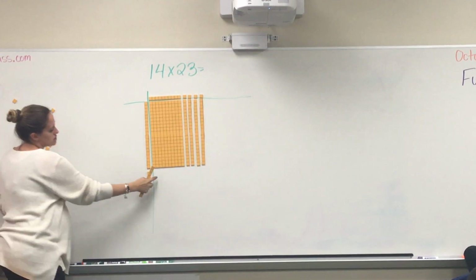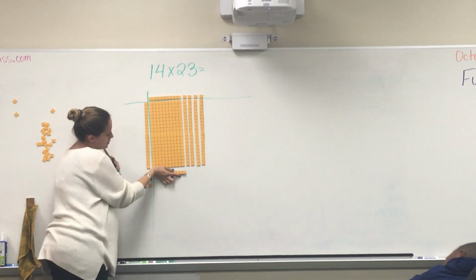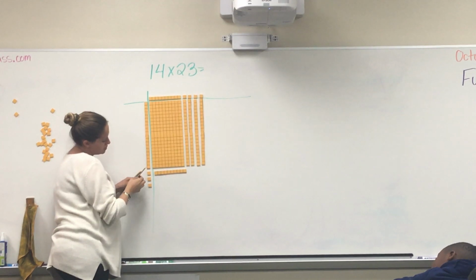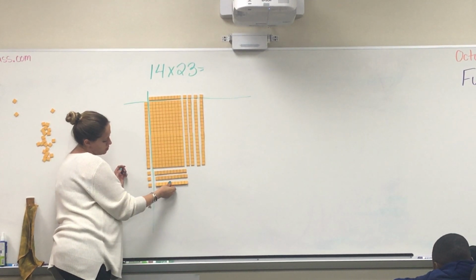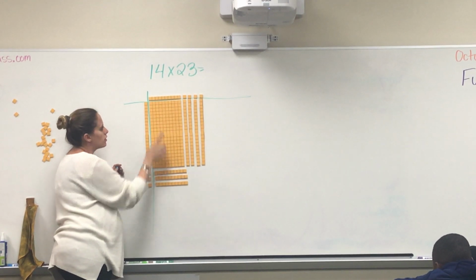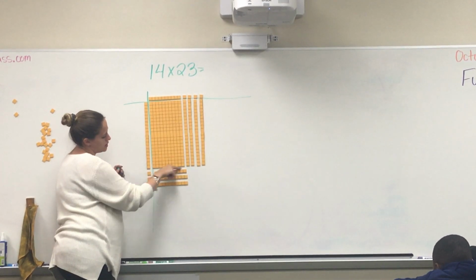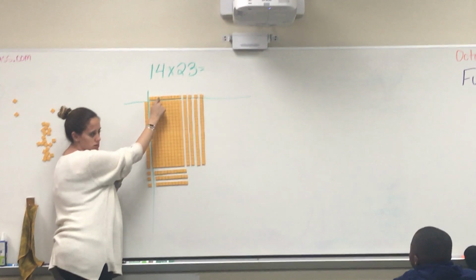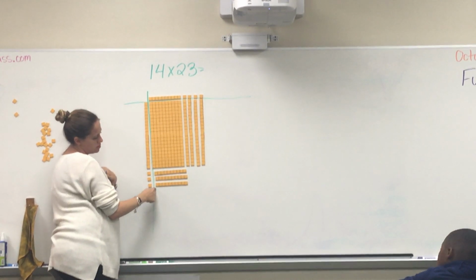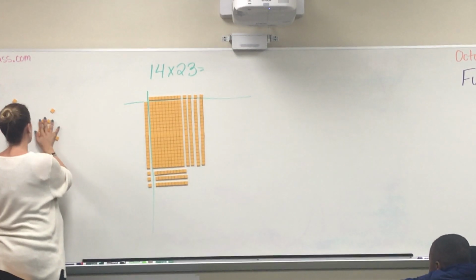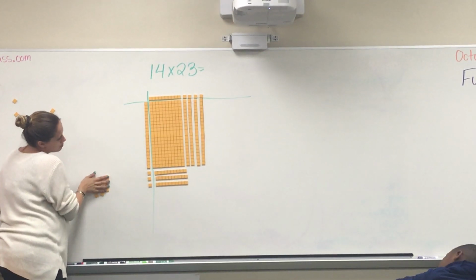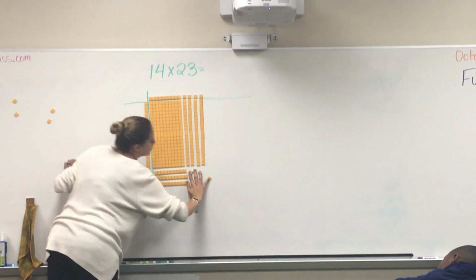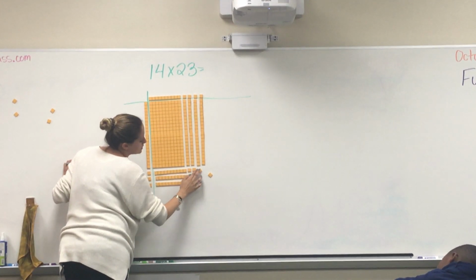Alright, now I'm going to do this along the bottom down here. How many right here across the top? 10. By 3. It's 30. So look, I have 10, 20, 30. Now I'm going to fill in my missing pieces here.